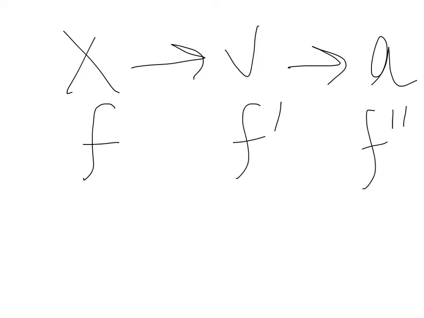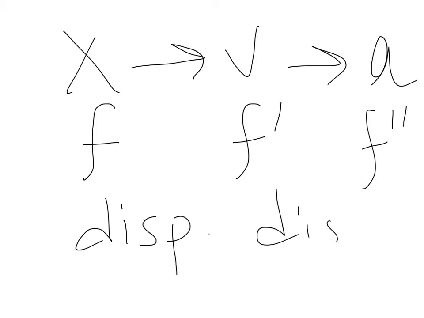which is f prime and f double prime. And you want to make sure that you know the distinction between displacement and distance, because they're not the same, they're very different. Displacement is just the net change in your position. However, distance is the actual how much you travel.